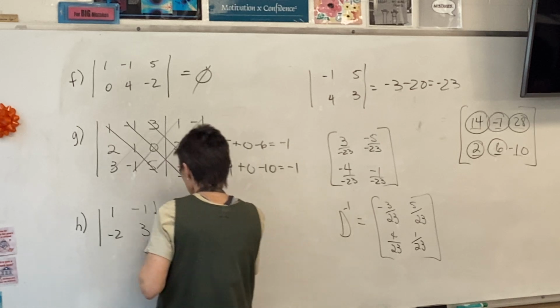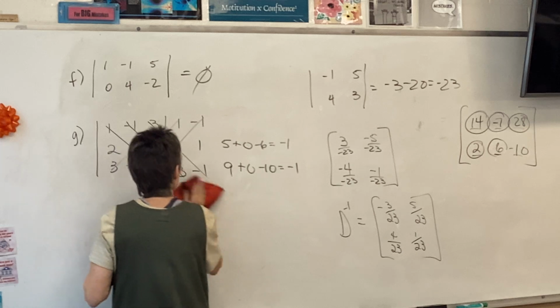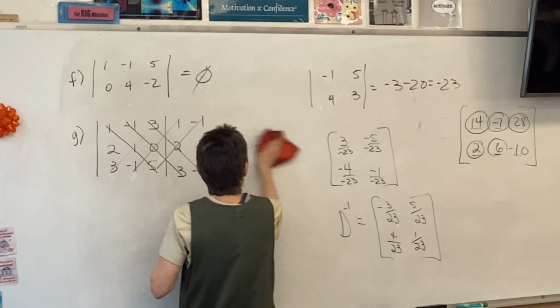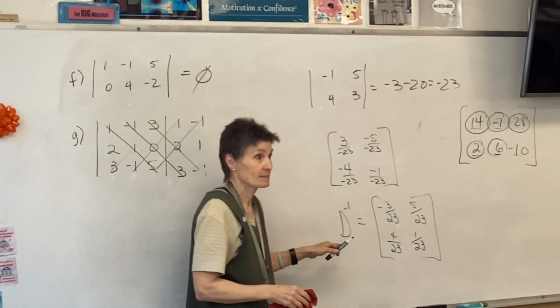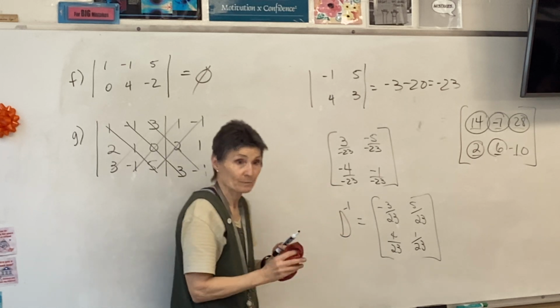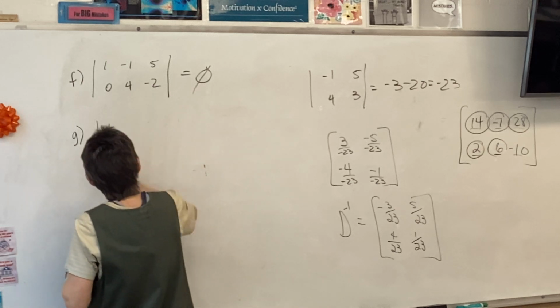So one more time, if we're finding an inverse by hand, what are the steps we have to do? Get the determinant, flip to make the new matrix, and then make a division. Right? That was it.